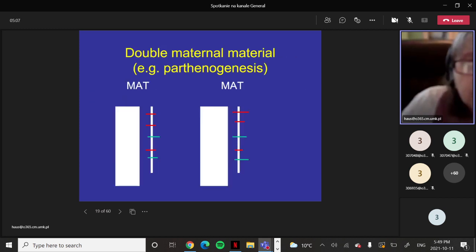And here you can see genetic material in parthenogenesis. Both chromosomes have the same imprint, have the same pattern of imprint, yes, and they have double doses of many genes, yes, double active genes, which are red, and double inactive genes. So the imprinting caused the death of many parthenogenetic organisms in evolution.